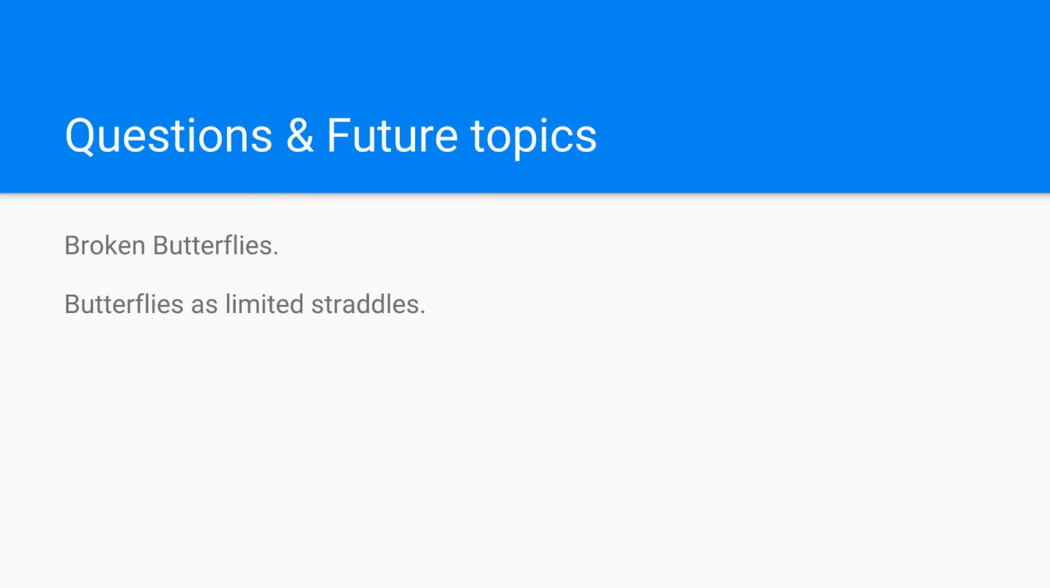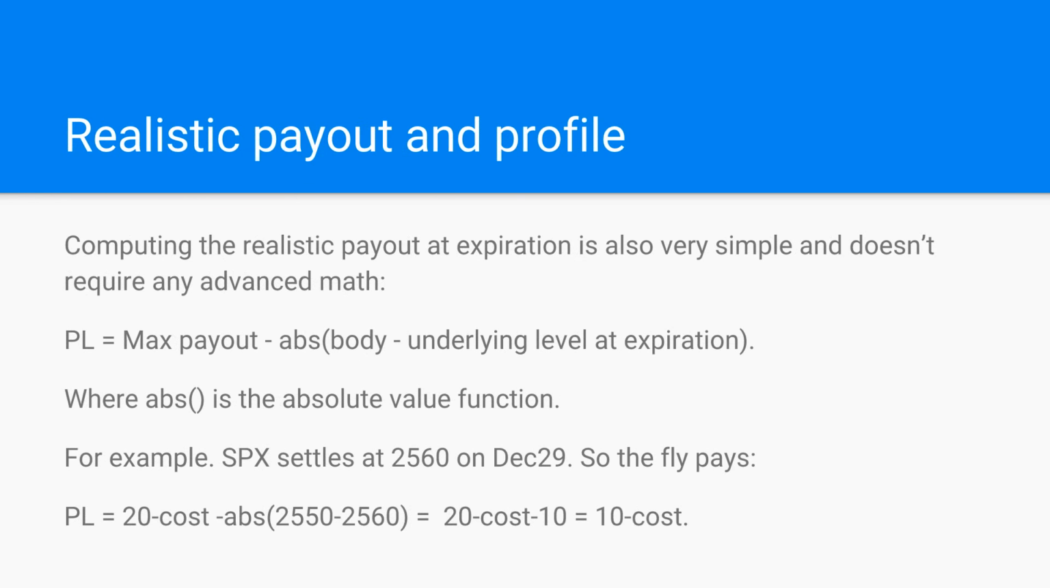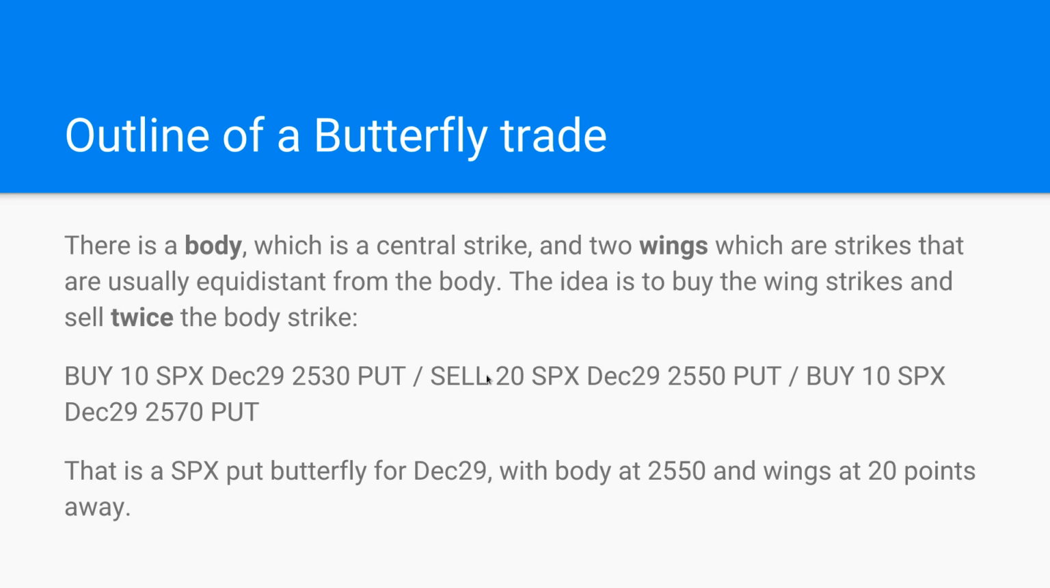And butterflies as straddles is a very interesting topic because if you look at the body of a butterfly, it's a straddle. If you go back to the very beginning of the presentation, you can tell that I'm basically selling twice the body, and because of put-call parity, this is exactly the same as selling a straddle. So a butterfly is a way to get a straddle with defined risk, and there are very interesting trades with straddles too that at some point I will get into in a YouTube video, but not today.